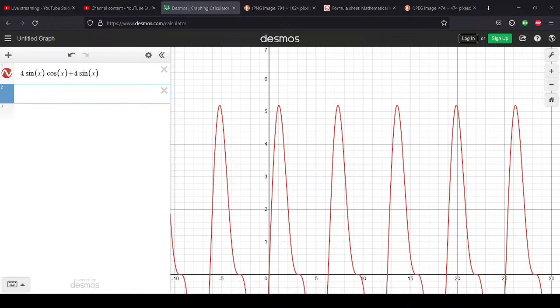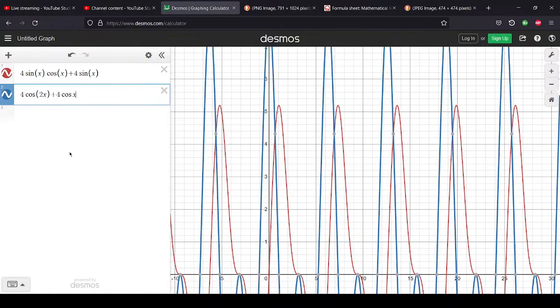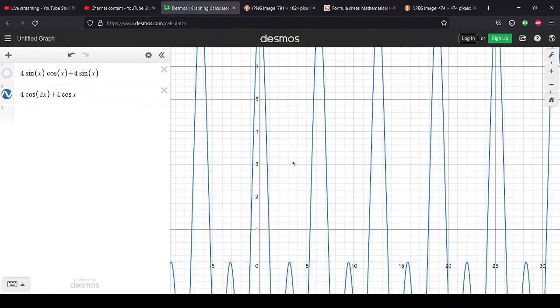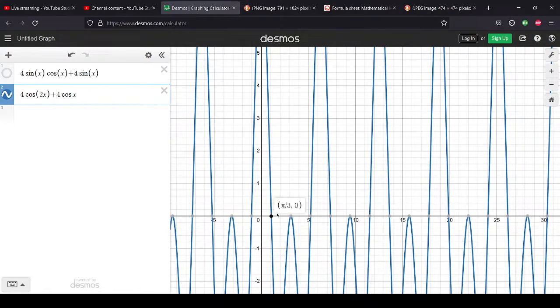We could even graph the derivative for cos 2 theta plus 4 cos theta. So 4 cos 2x plus 4 cos x. So this is our derivative, and we can see that the solution we found is pi on 3. Right?